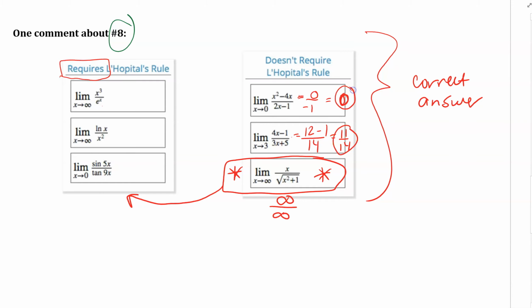This one's infinity over infinity. And granted, it will eventually end up equaling 1 because it ends up being same over same, so we just divide leading coefficients, but still it's an indeterminate form. So I argue it should be over here. Many of you did that, and so I gave full credit if you put these three and this one in the requires L'Hopital's rule category and these two in the does not require category. I didn't fault you if your answer matched the quiz, but I did go back and give partial credit.